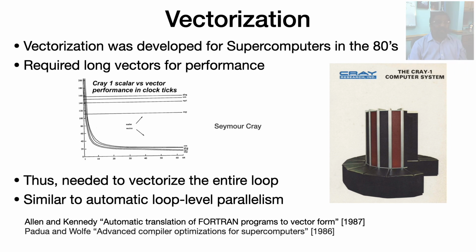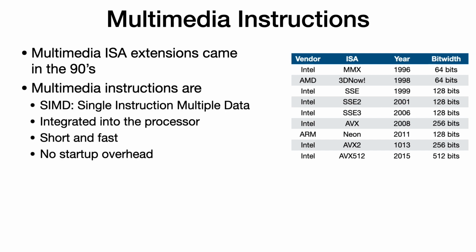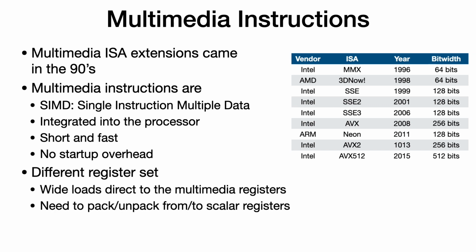But the hardware changed in the 90s. AMD, Intel and other companies started introducing multimedia instruction extensions to x86 and other architectures. They have a very different property. You don't need large vectors; you need very small vectors to take advantage of them, and there's no startup overhead. These are like normal instructions. You can issue them, and wide loads go to a separate instruction unit with a separate set of registers to process. Crossing between the multimedia execution unit and the scalar execution unit is somewhat costly, but if you can do everything in one execution unit, you will get really good performance.